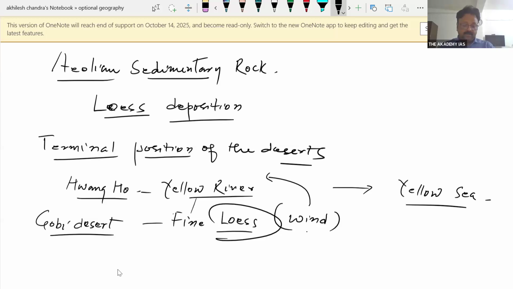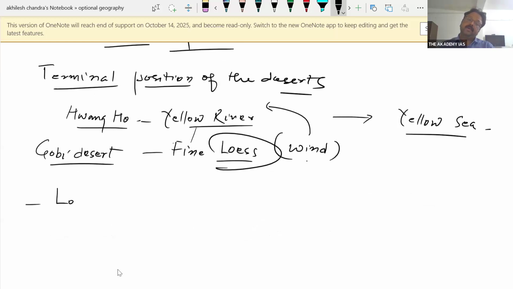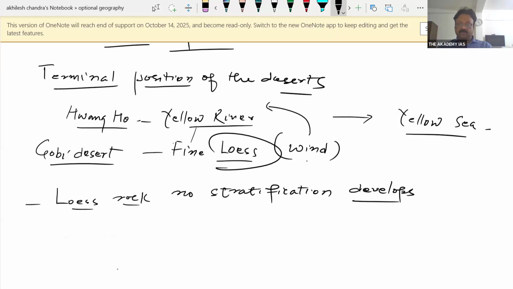So in the Hwang Ho River Valley, we can find this loess sediment deposition. And do remember, in loess rock, no stratification develops. Layers cannot form, children. Okay, so no stratification develops.